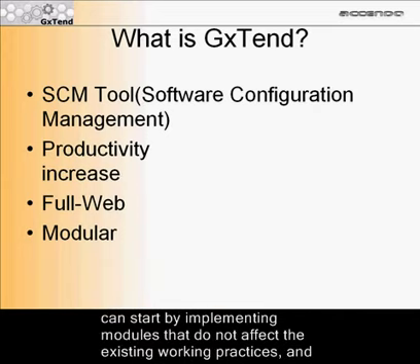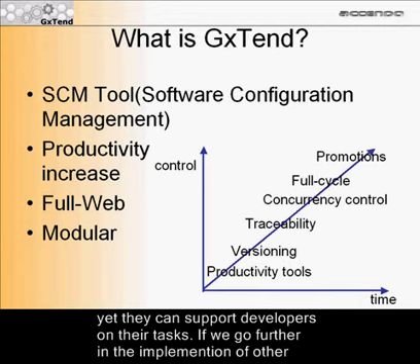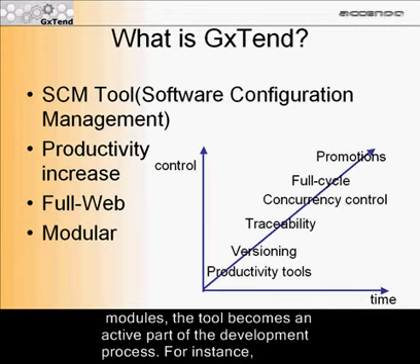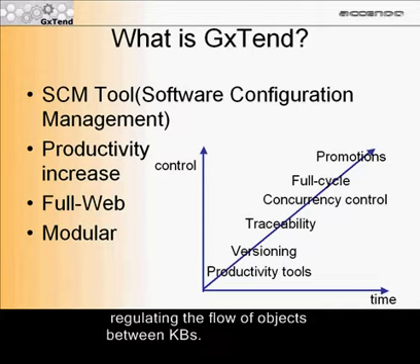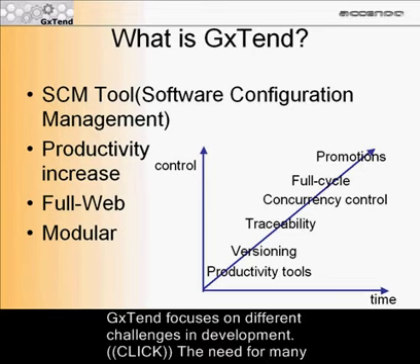The organization can start by implementing modules that do not affect the existing working practices, and yet they can support developers on their tasks. If we go further in the implementation of other modules, the tool becomes an active part of the development process. For instance, regulating the flow of objects between KBs.